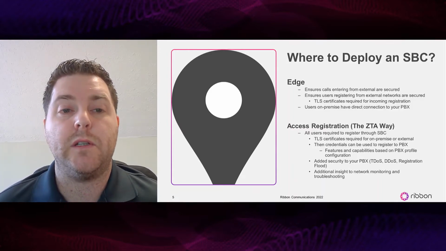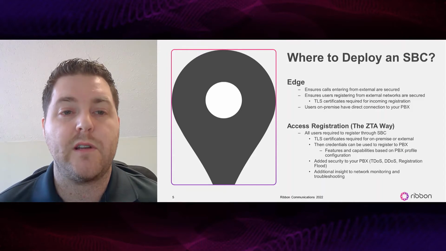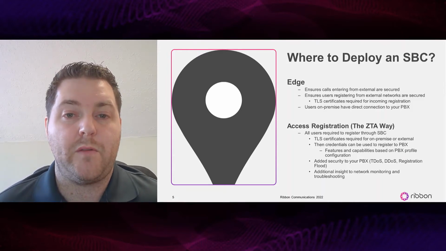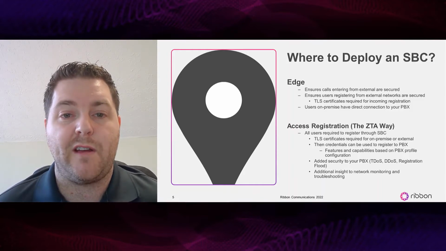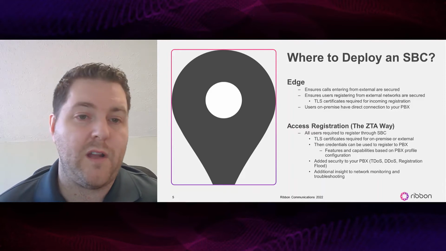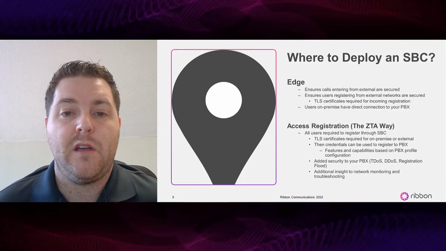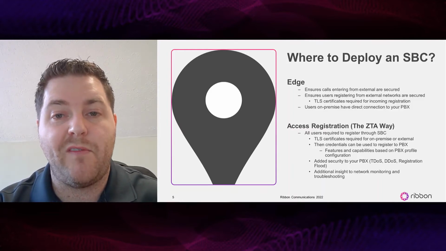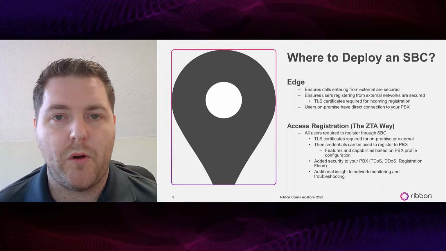It's called access registration. In this deployment method, all users, regardless of where they're located, would have to register and route calls through the session border controller. The session border controller is only going to allow endpoints with the accepted encryption certificates to pass real-time communications traffic. So if the certificate's wrong, the phone's not connecting to anything. Once the certificate handshake has occurred, user credentials can then be passed to the PBX or cloud solution, which would then provide services and capabilities assigned to that user account's profile.